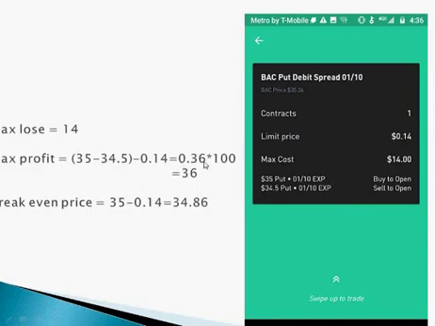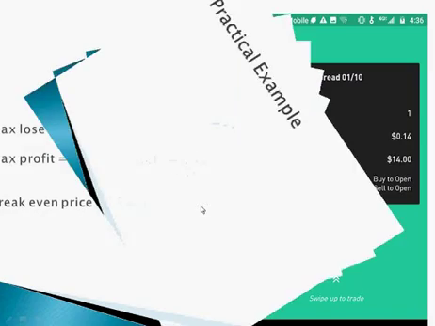The higher strike price minus the lower strike price, $34.50, minus premium, the result is going to be 0.36 times 100. It's going to give us $36. The break-even price: you're going to pick the higher strike price, 35 minus 0.14, is going to give us $34.86.